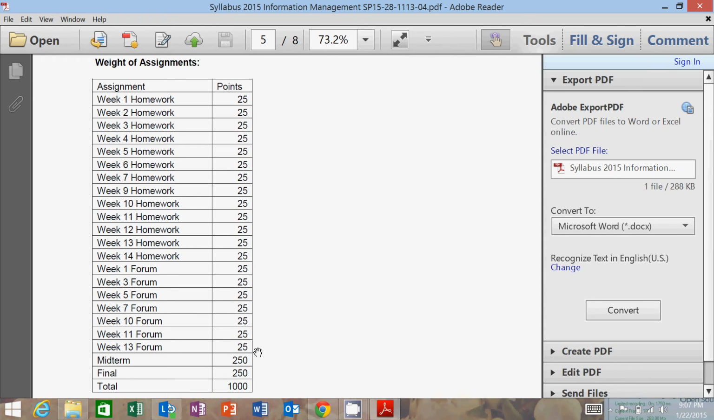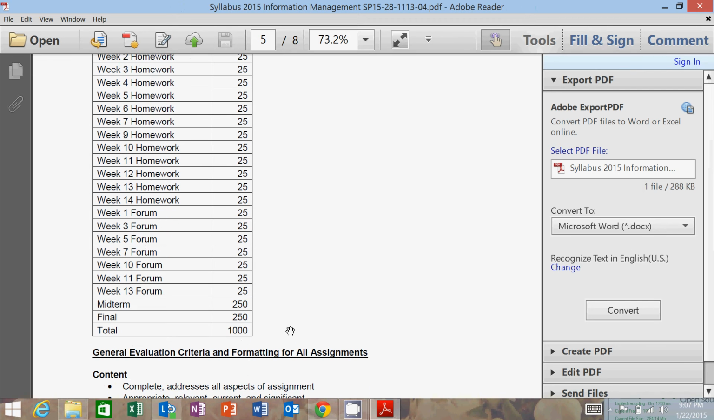And the midterm and the final are heavily weighted. They're 250 points apiece. They're each 25% of your overall total. So those are important. But again, they're going to be straightforward. There's no tricks there. As long as you're staying up on the material and asking any questions that you have, the midterm and final shouldn't be that hard for you either.